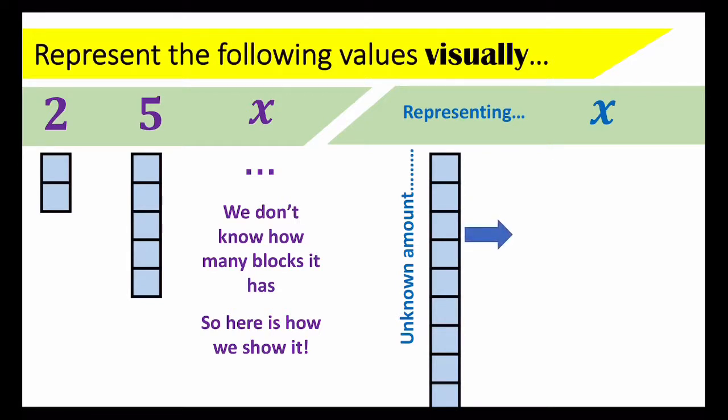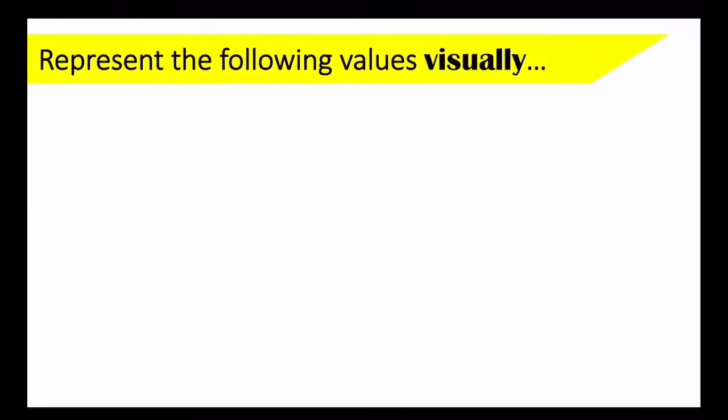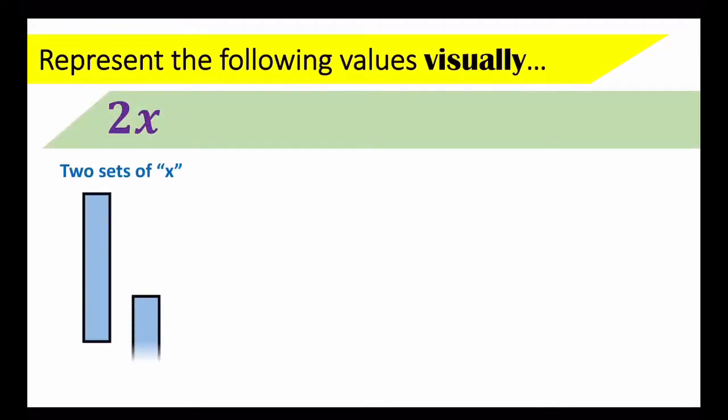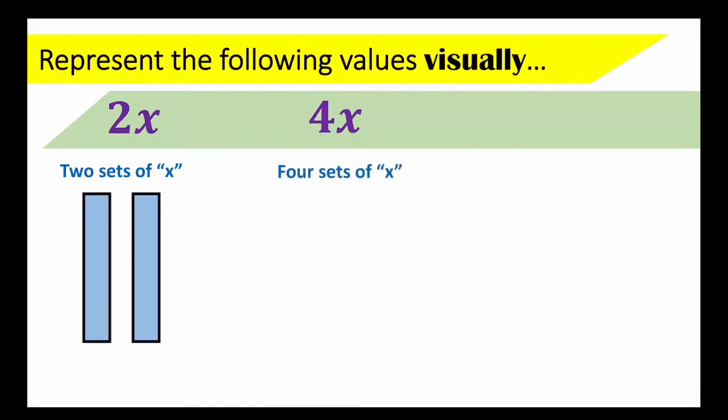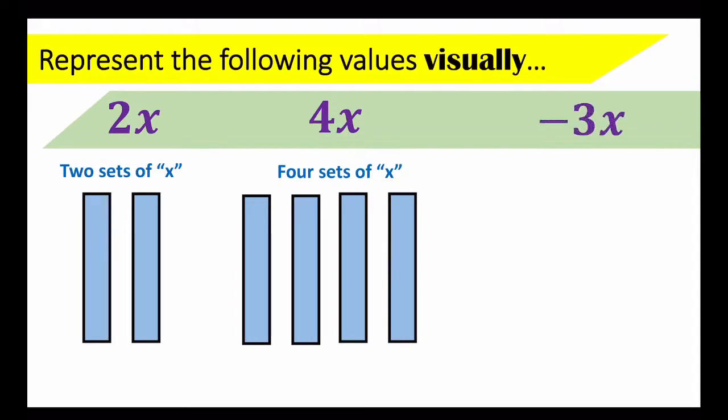Why don't I just create a rectangle where the number of boxes in that rectangle are unknown? We'll call that x. All right. So represent the following values visually here. 2x, 2 sets of x. So I take those 2 rectangular blocks that we made for x and just put them beside each other. 4x. We got 4 sets of x. That's what multiplication is, sets of. Negative 3x. Now again, we're going to use a color code. I owe 3 x's, whatever those may be.